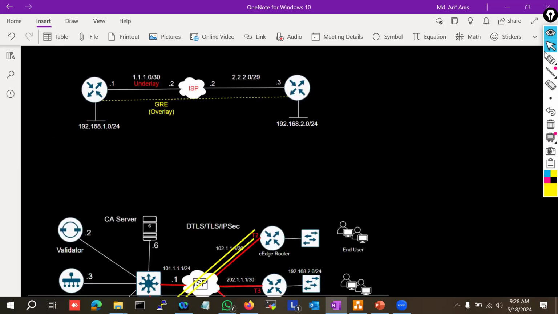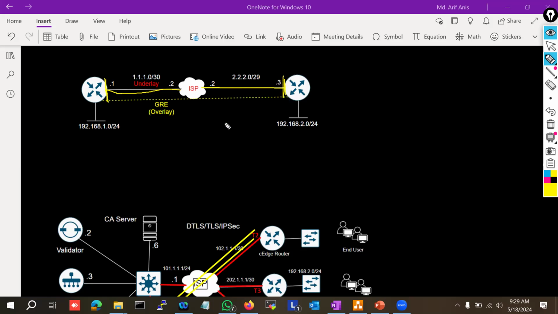So let's discuss how we are using this underlay in our traditional networking as well. We have two sites, site one and site two, and we have two routers. And we have connectivity with ISPs. The link could be internet or your MPLS, whatever it is, to form this GRE tunnel.